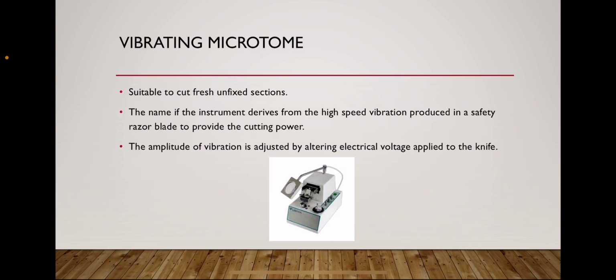And the next is vibrating microtome, which is suitable to cut fresh, unfixed sections. The name of the instrument derives from the high-speed vibration produced in a safety razor blade to provide the cutting power. And the amplitude of vibration is adjusted by altering the electrical voltage applied to the knife.